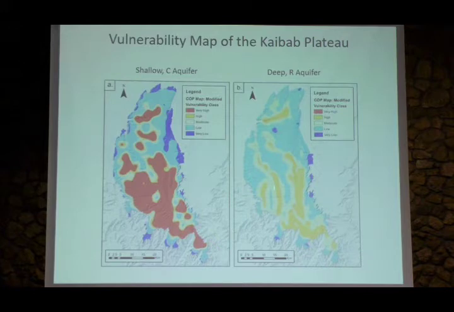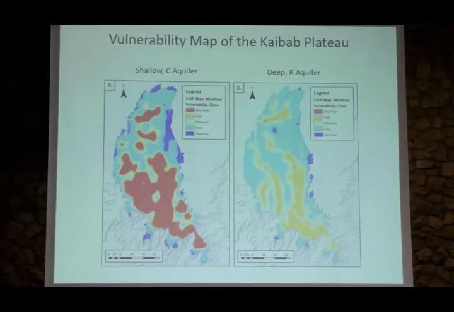And you can see many of the regions overlap. Again, that's because the sinkhole density and the faults and fractures overlap. And you see less red in the deeper R aquifer, mostly because it's almost 900 meters deeper in the earth than the C aquifer. So that's why you see that reduction of vulnerability potential.